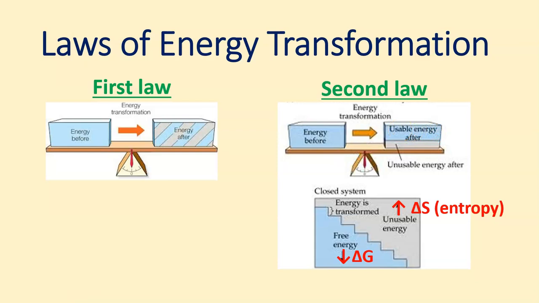Another way to think about this is by the graphic on the bottom, for a closed system where energy can't enter or exit the system, it's just contained within that system. As energy is transformed, there's going to be a decrease in the amount of free energy available to do work, or delta G, and an increase in entropy, which is also this term for the unusable energy, or delta S.